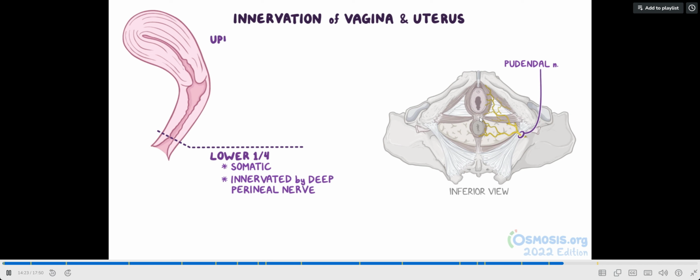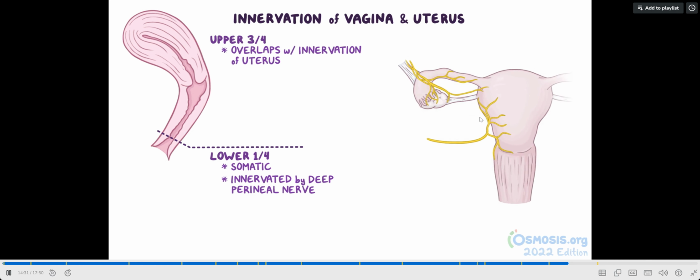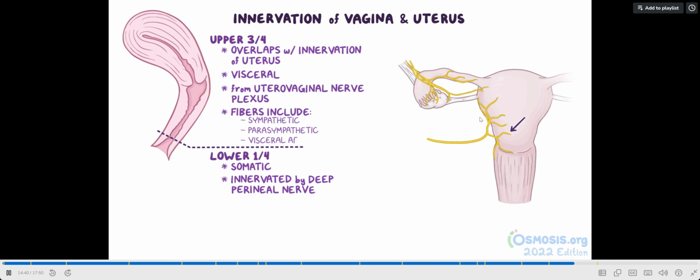The innervation of the upper 3/4 of the vagina, on the other hand, overlaps with the innervation of the uterus. The innervation of these structures is visceral, and the nerve fibers come from the uterovaginal nerve plexus. These fibers include sympathetic, parasympathetic, and visceral afferent fibers.